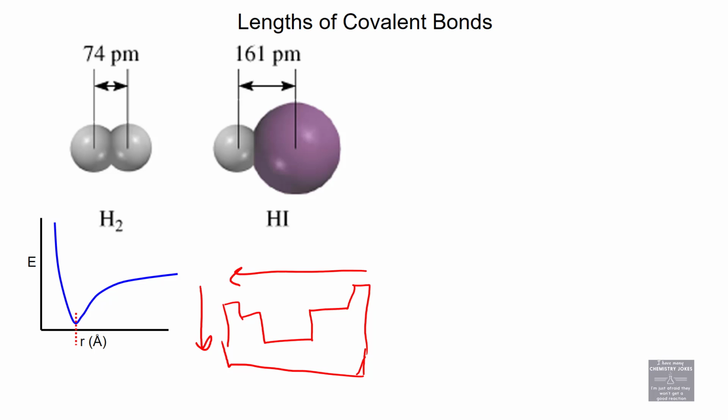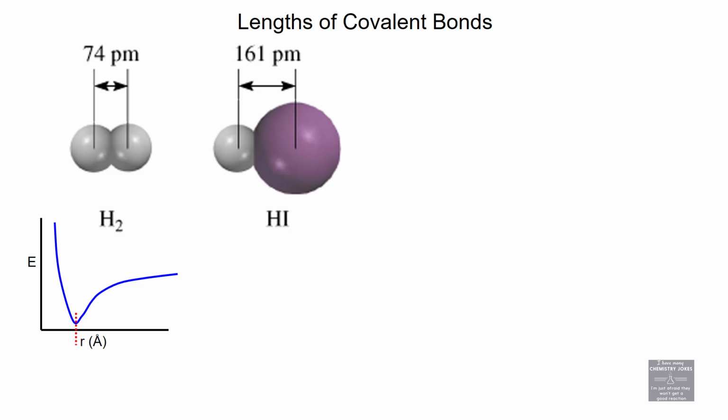Longer bonds are generally weaker. Why is that the case? Well, in order for that bond to have strength, those electrons need to be strongly shared between the two atoms. And when that distance is long, the electrons between those two nuclei are not held as tightly, not held as strongly, so that bond is easier to break.